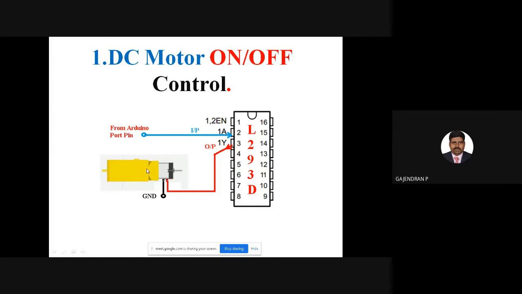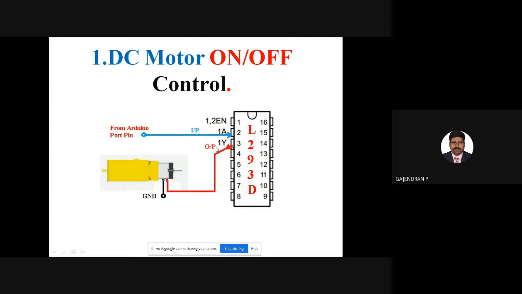Please see here. This is a DC motor. A DC motor has two terminals. One is ground. I have connected the ground pin permanently to the ground. And the plus terminal I have connected to the output terminal of my driver IC. Okay. So if I give logic one in this pin, what will happen to my motor? My motor will start rotating in one direction. If I give logic zero in the same pin, I will turn off my motor.